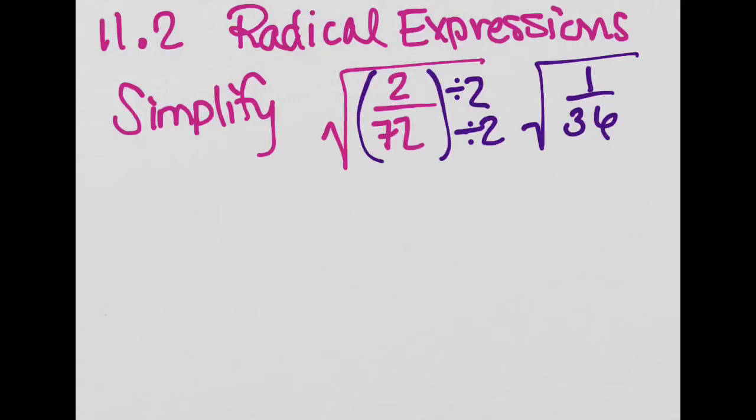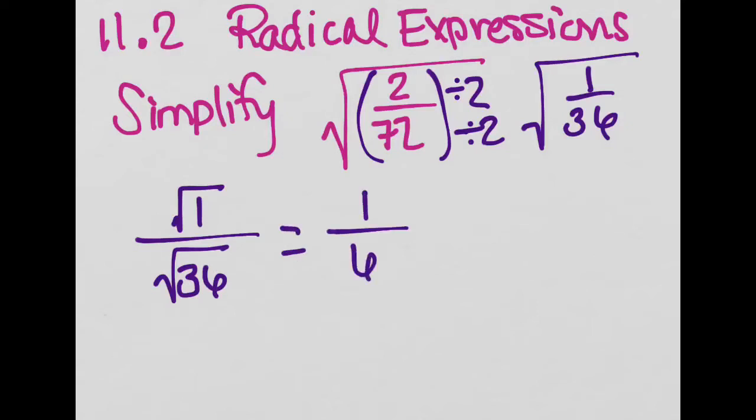And this goes back to what we've done before. So you have the square root of 1 over the square root of 36. I can simplify that. The square root of 1 is 1. The square root of 36 is 6. And we have now simplified this radical to 1/6. We can simplify within the radical symbol first and then create another fraction.